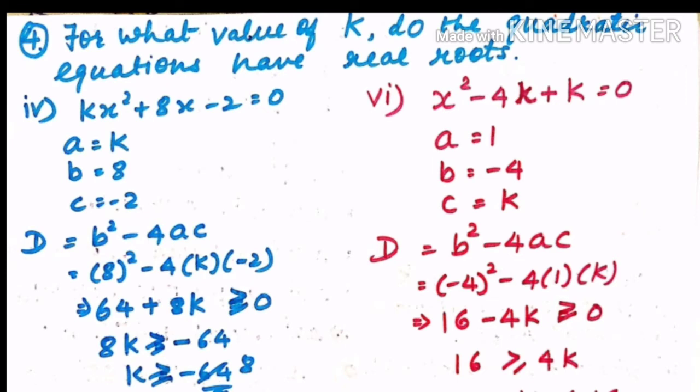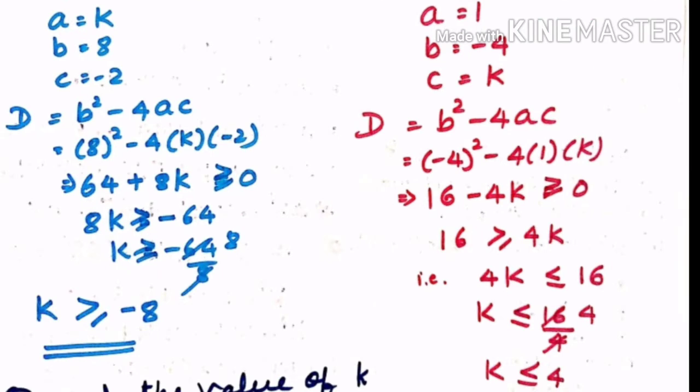Students, here it is given real roots, so D will be greater than or equal to 0, and then 8k is greater than or equal to minus 64, as that 64 we are taking on the right side, it becomes minus 64. So k is greater than or equal to minus 64 by 8. So k is greater than or equal to minus 8. That is our final value, that k is greater than or equal to minus 8.